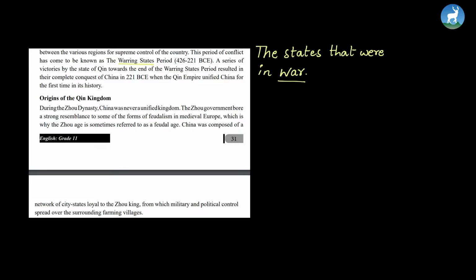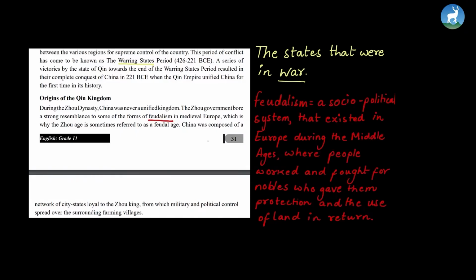Origins of the Qin Kingdom. During the Zhou Dynasty, China was never a unified kingdom. The Zhou government bore a strong resemblance to some of the forms of feudalism in medieval Europe, which is why the Zhou age is sometimes referred to as a feudal age. China was composed of a network of city-states loyal to the Zhou king, from which military and political control spread over the surrounding farming villages.